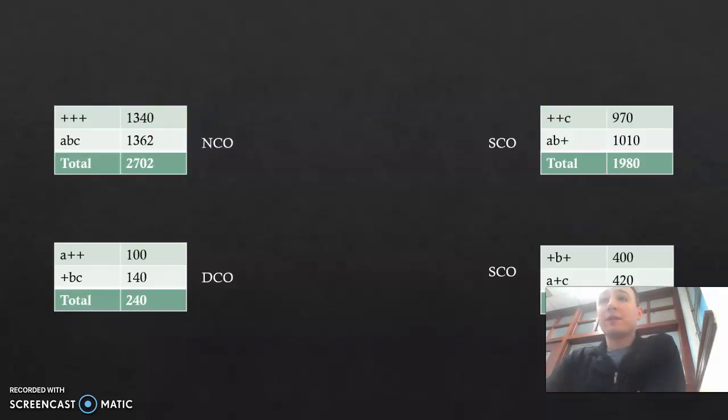So if we look over at the top left, the non-crossover group, it's typically going to be that plus, plus, plus, ABC, but also look at the values, they're going to be the highest values. So the grand total there is going to be 2,702. And then we look at the lowest values to find the DCO, or double crossover group. So the lowest values here, 100, 140, and then the attributing letters and pluses that go with it.